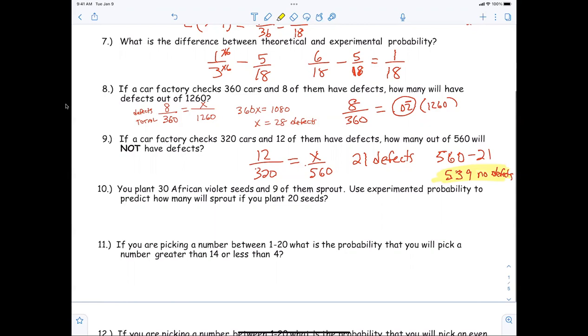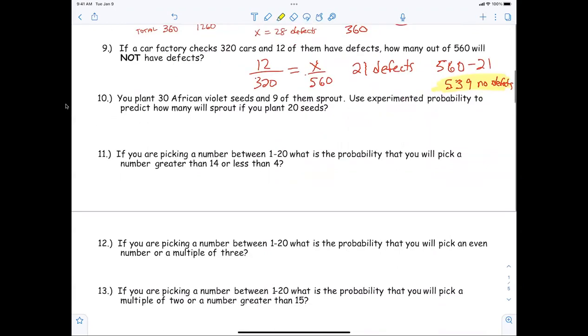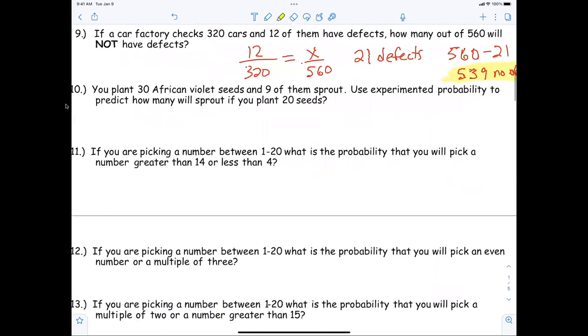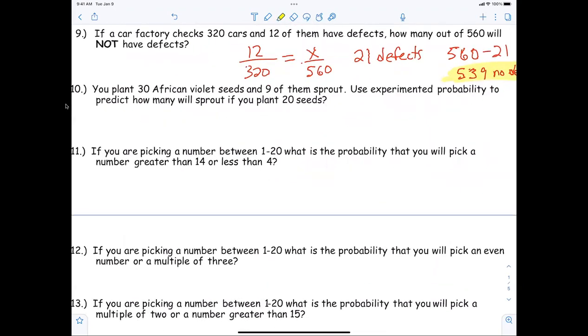Everybody good with that? All right, so here's now another good example of where we don't know the exact probability that your African violets will sprout. But we did an experiment and we have how many will sprout? But I'm saying, what is our experimental probability? I'm asking. Experimental probability would be what?